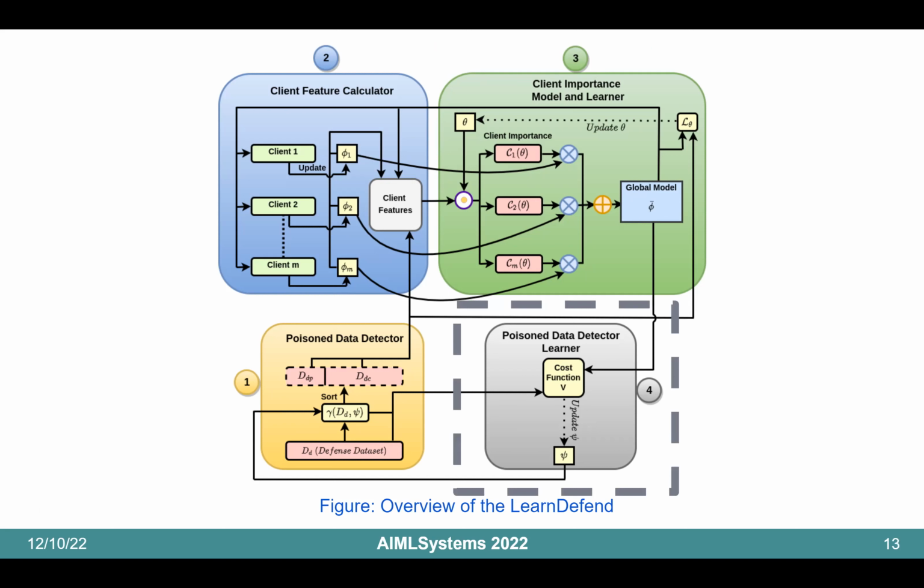The last block is a poison data detector learner. Here the global model helps in computing the cost function and eventually updating the PDD parameters. Connecting all the threads, this is the final algorithm Learn Defend. As described earlier, the proposed framework Learn Defend contains two learned components, client importance C parameterized by theta and PDD gamma parameterized by psi. We use alternating minimization updates for both theta and psi along with the federated learning rounds for learning the global model phi bar.